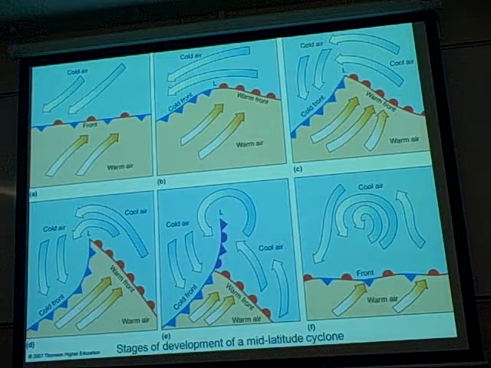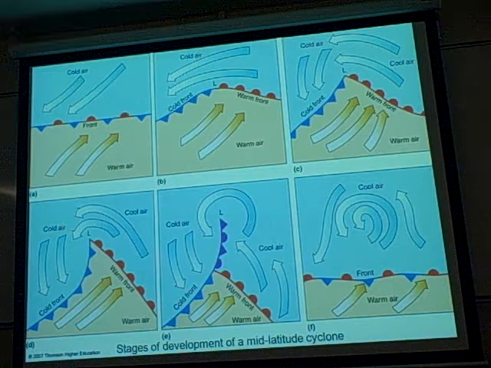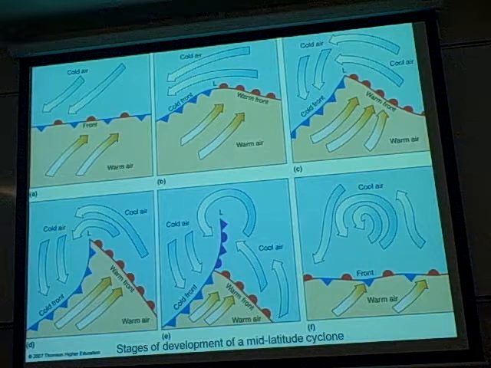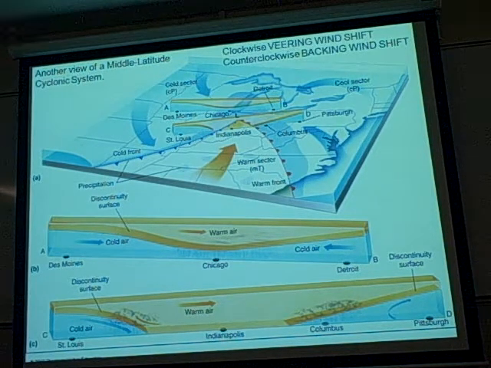And this is a good depiction of development of a mid-latitude cyclone. How does this cold front, warm front thing happen? As you can see how through time the one system follows the other, right? And it creates at the end there a cyclone, a circular air mass. Another view, take some time to look at this.